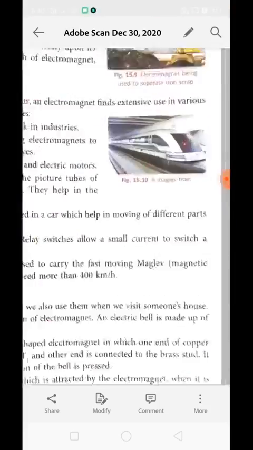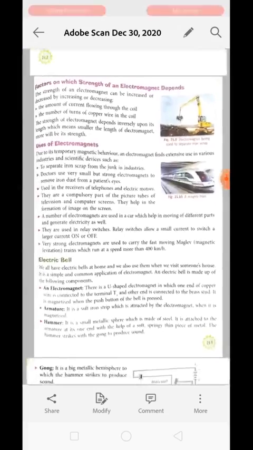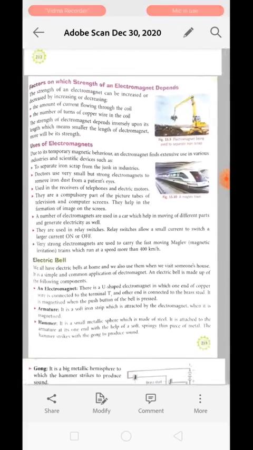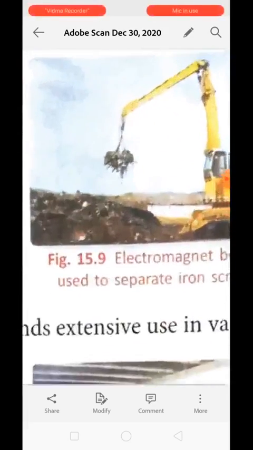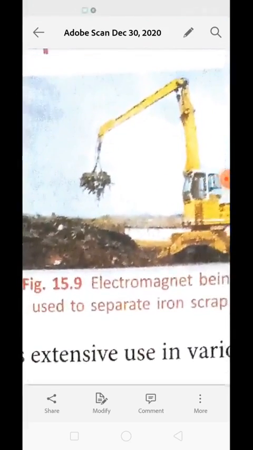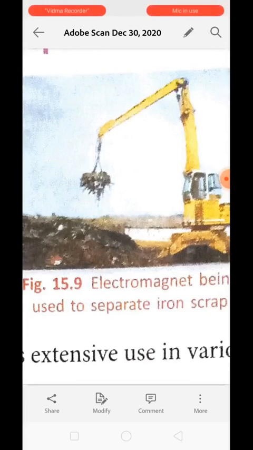Just see over here. Uses of electromagnets, due to their temporary magnetic property or magnetic behavior. An electromagnet finds extensive use in various industries and scientific devices as well. First, it is used to separate iron scrap. Just see over here, iron scrap is getting separated from the huge amount of junk. So to separate iron scrap from the junk in industry, we are using an electromagnet.